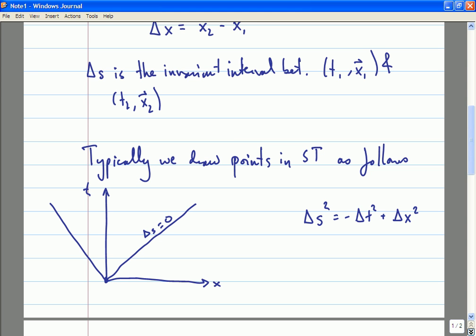The set of points where delta s, or rather, delta s squared is positive, are given by hyperbolas that lie below this 45-degree line. So this is where delta s squared is positive, because delta x is bigger than delta t. And then up here, inside of this set of 45-degree lines, are the hyperbolas where delta s squared is negative, and so that delta s is pure imaginary.